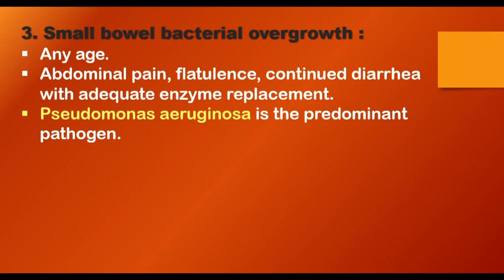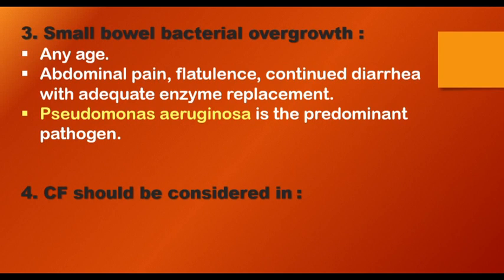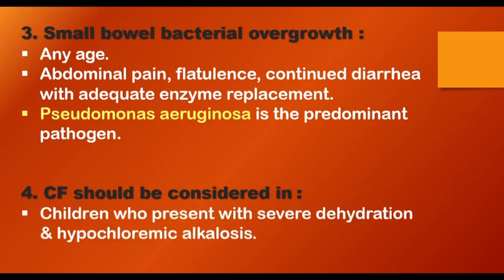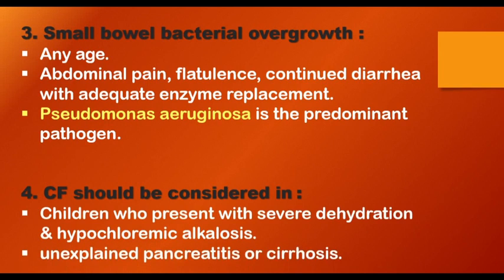And the final manifestation of the gastrointestinal clinical features of cystic fibrosis beyond the neonatal period, or beyond the immediate period after birth, could present with severe dehydration, hypochloremic alkalosis, and unexplained pancreatitis or cirrhosis. What does this mean? Patients with these manifestations should be considered, and we should keep in mind that this could be cystic fibrosis. Again, severe dehydration with hypochloremic alkalosis, not every severe dehydration, and unexplained pancreatitis or cirrhosis.